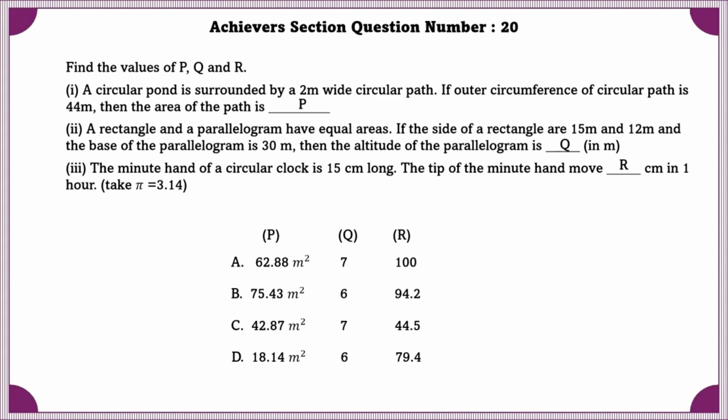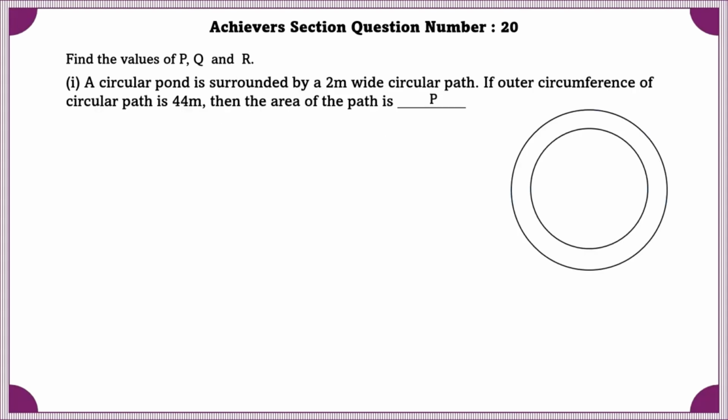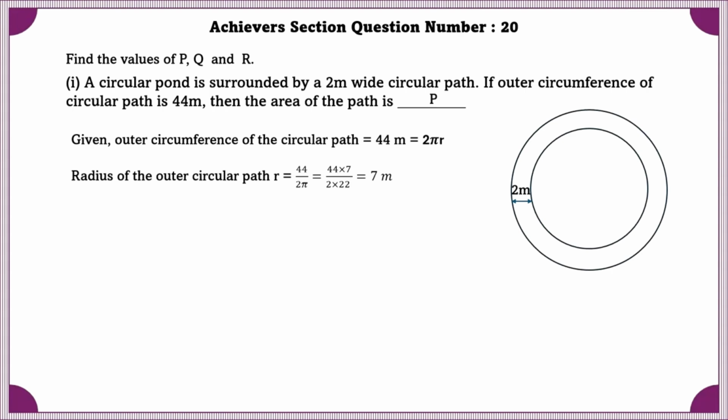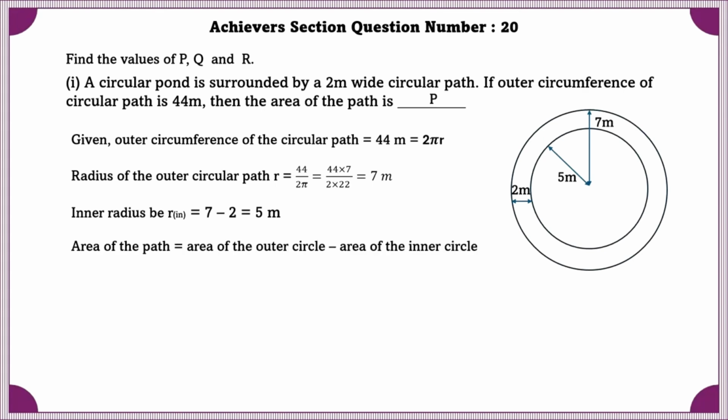Achiever section question number 20. Find the values of P, Q and R. A circular pond is surrounded by 2-meter wide circular path. If the outer circumference of the circular path is 44 meters, then the area of the path is given. Outer circumference of the path is equal to 44 meter, which is equal to 2 pi r. Radius of the outer circular path r is equal to 44 by 2 pi, which is equal to 7 meters. Inner radius is equal to 5 meters. Then area of the path is equal to area of the outer circle subtracted by area of inner circle, which is equal to 75.43 meters square.